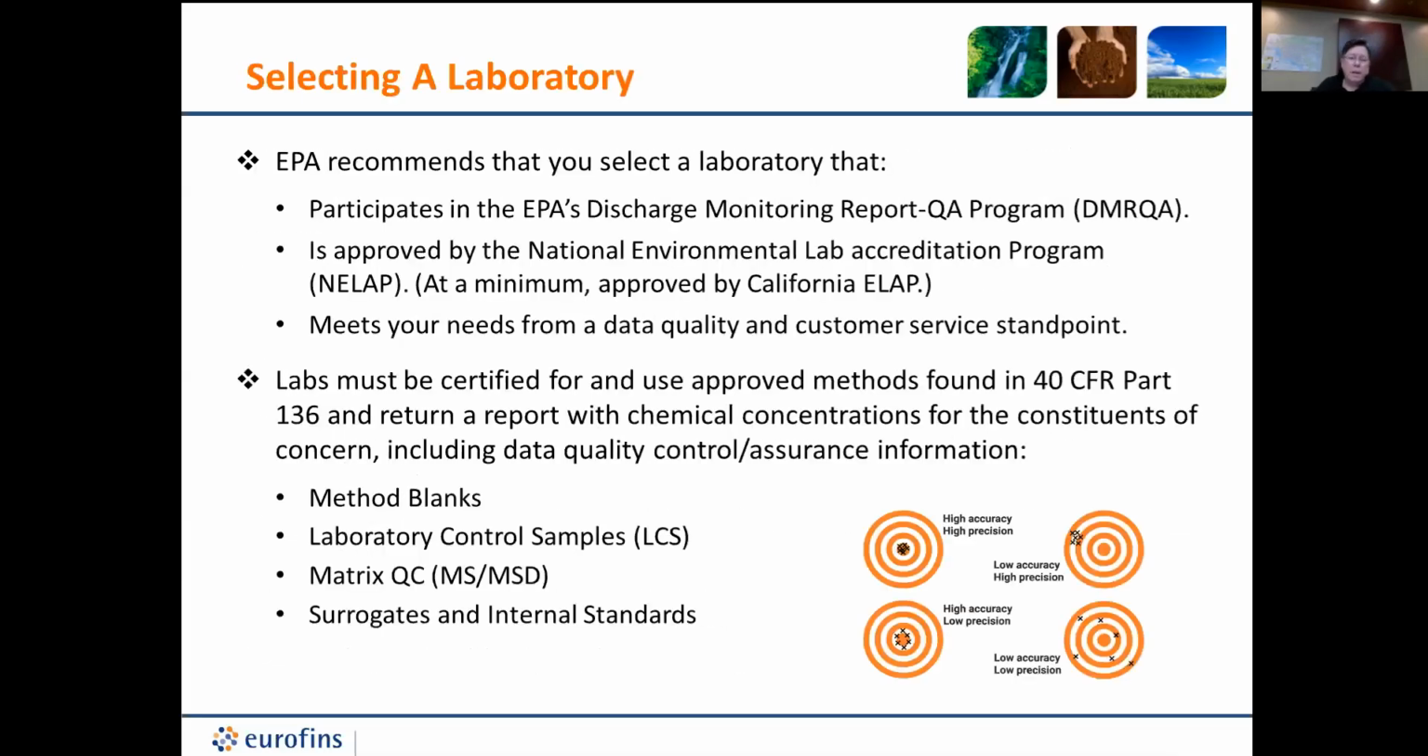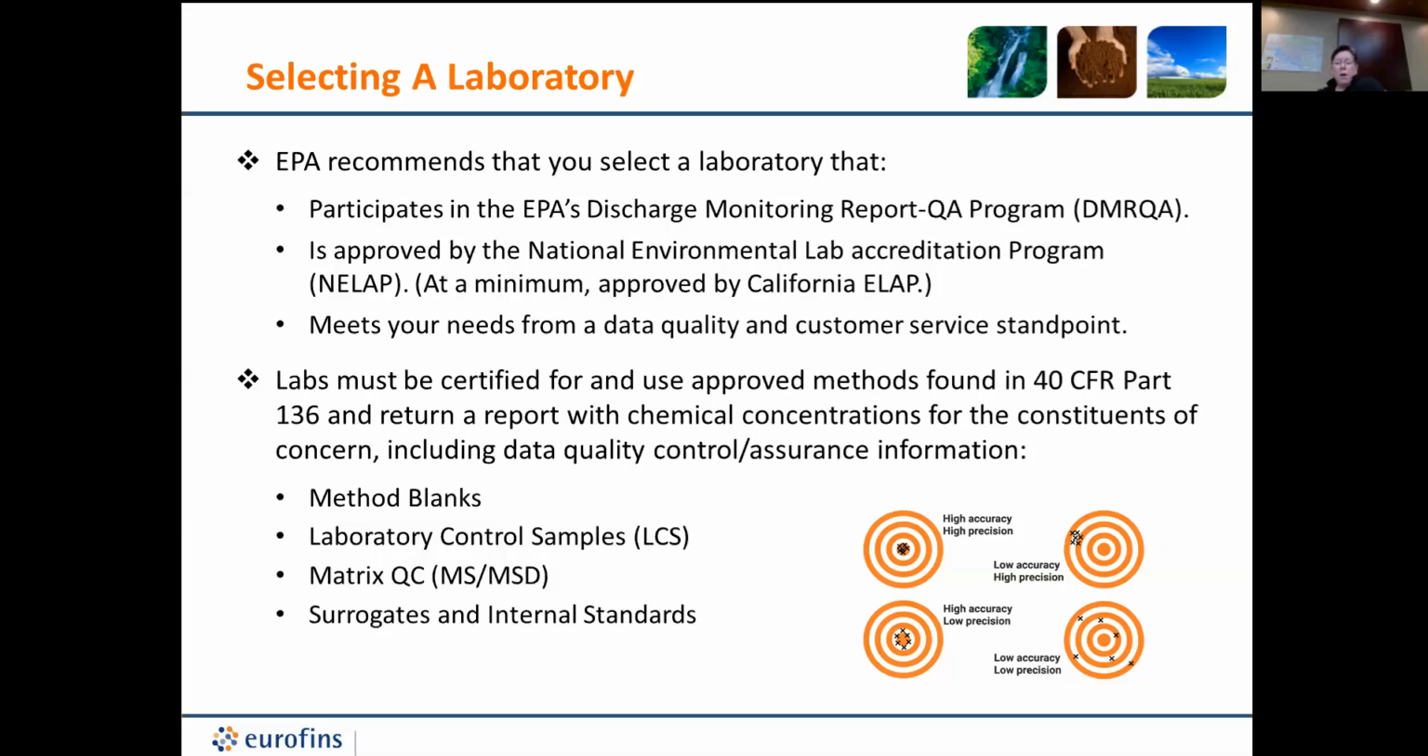Because when you're selecting a laboratory, the EPA is going to want you to pick one that you can trust the data. So they're going to require things like participating in a discharge monitoring report program. You'll hear it called the DMRQA, and annually you might have to submit PT sample results from your lab and have them deal with your regulatory body or your permittee. You want to have a lab that's approved by the National Environmental Lab Accreditation Program, NELAP, and if at a minimum in the state of California, California ELAP. And you want to make sure they meet your needs from a data quality and customer service standpoint.